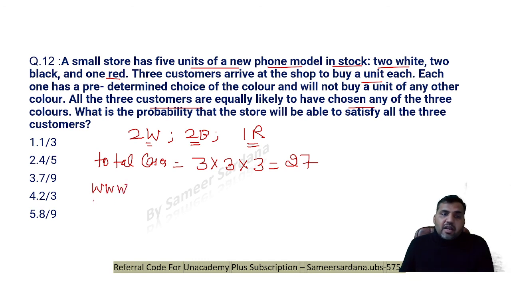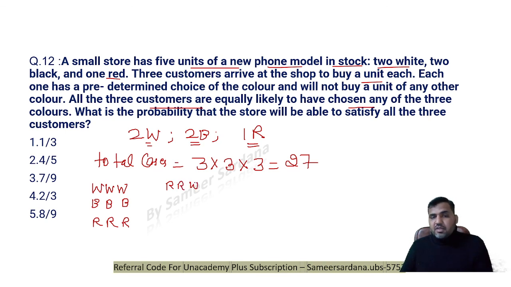No. What if all the customers selected black color? Will I be able to serve all three customers? No. What if all three customers selected red? Will I be able to serve all three customers? No. What if the customers select two red and one white? Will I be able to serve the customers? No. Now two red and one white can be arranged in three ways, right?